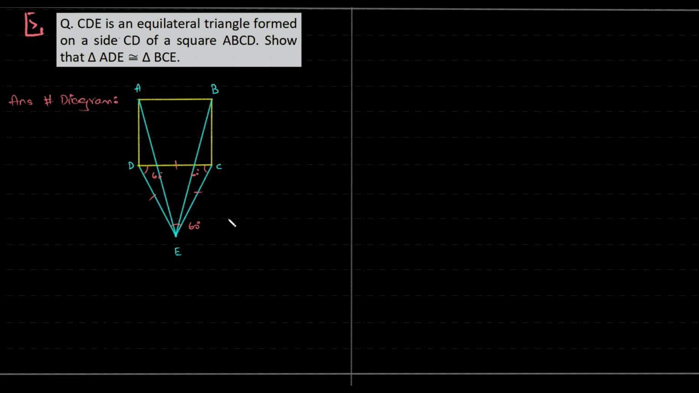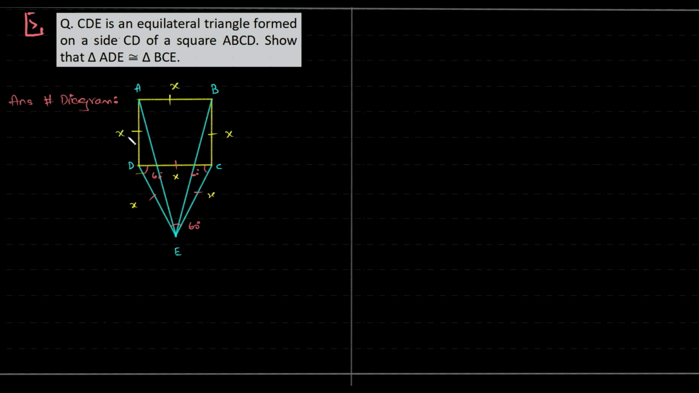Okay, it's important for you guys to mark this information because that's how it is. So let's call it X. Now, let's read the question again. CDE is an equilateral triangle formed on side CD of a square ABCD. So this is a square, means what? All the sides are equal. Since CD is equal to X, this side will be X, this will be X, and this will be X.